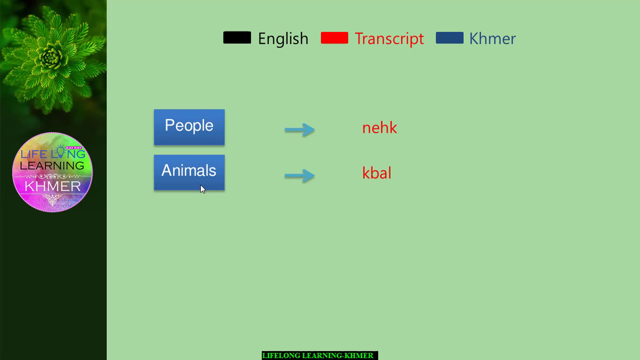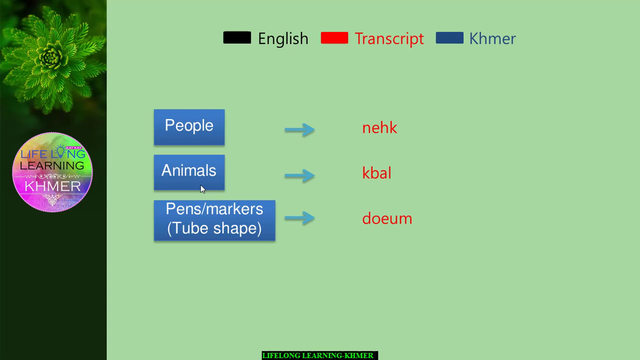Kabal, you say, for example, 2 chickens, mon pi kabal. Or 3 dogs, chkai bay kabal. Alright, so we use kabal with animals. And for pens, markers, the things which are tube like, okay, so it has a tube shape, we use dam. For example, as you can see from our previous example, you say beige pi dam.